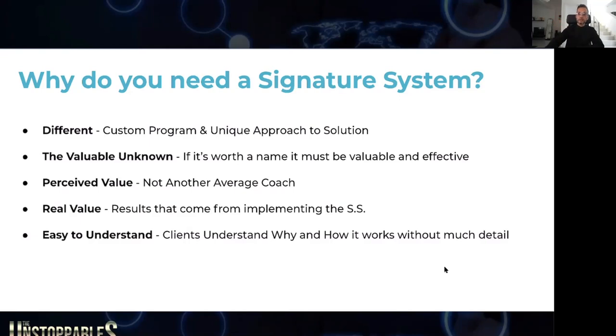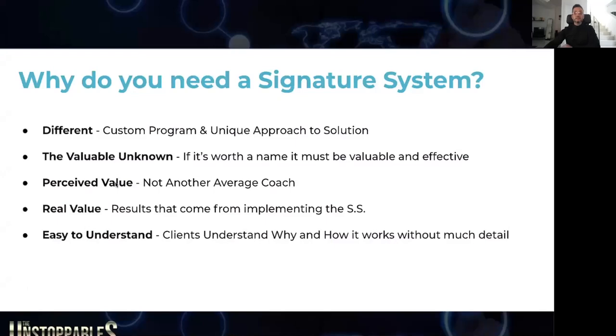Now, the valuable unknown. I call it the valuable unknown because we tend to value the things that we don't know more than the things that are obvious, right? So if it's worth a name, it must be valuable and effective, okay? If someone spent the time building a process, giving it a name and creating a unique strategy, it must be because it actually works. Type in the comments if that makes sense, guys, and if you have any question, okay?